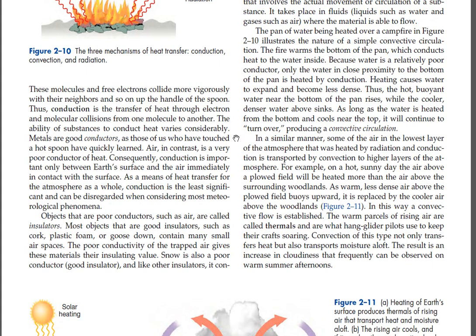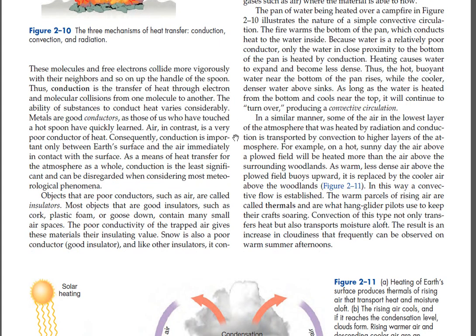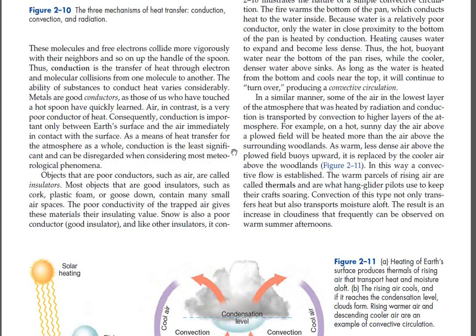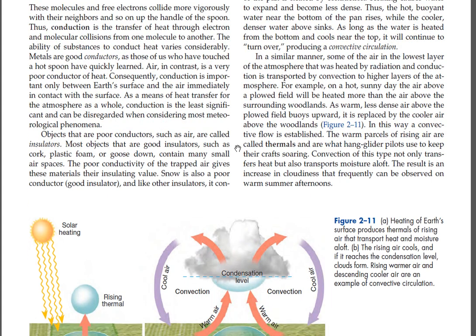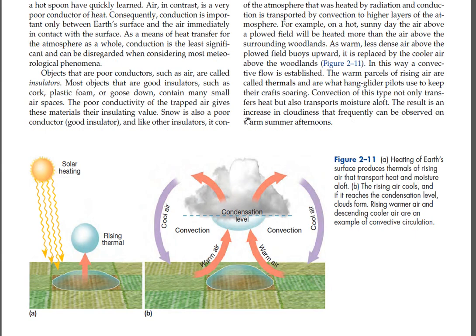In a similar manner, some of the air in the lowest layer of the atmosphere that was heated by radiation and conduction is transported by convection to higher layers of the atmosphere. For example, on a hot, sunny day the air above a plowed field will be heated more than the air above the surrounding woodlands. As warm, less dense air above the plowed field buoys upward, it is replaced by the cooler air above the woodlands, Figure 2.11. In this way a convective flow is established.